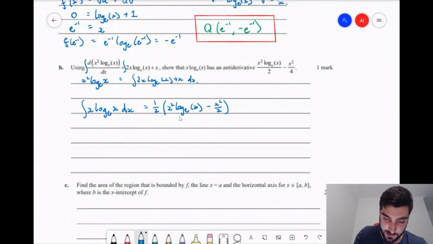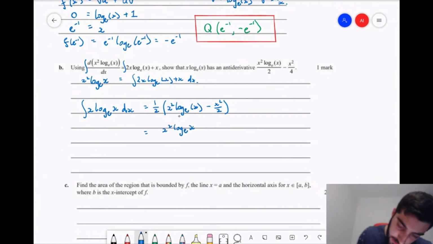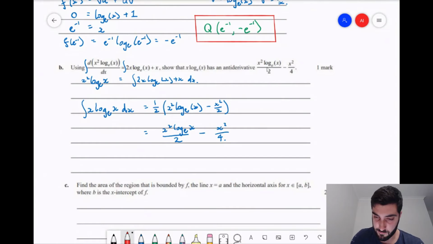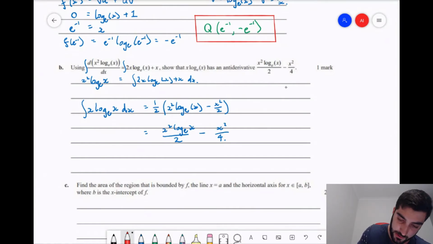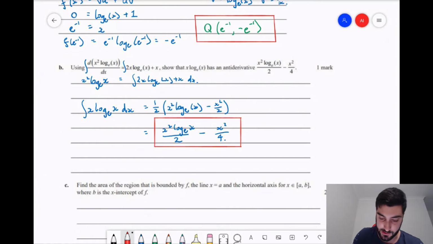So then going one more step, we will get x squared log e of x all over 2 minus x squared on 4. And you can see we've met requirements here. Our answer is in the same form that was specified. So sometimes it's good to put "as required" for show that questions.